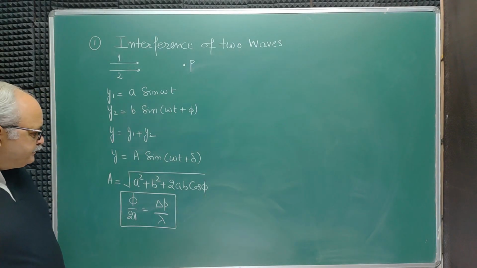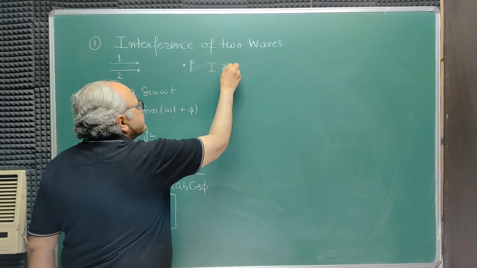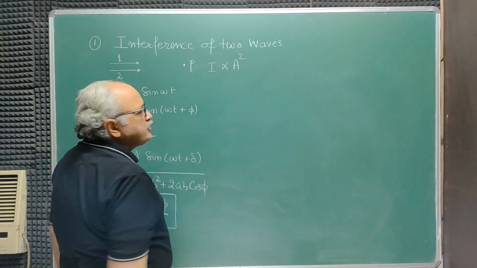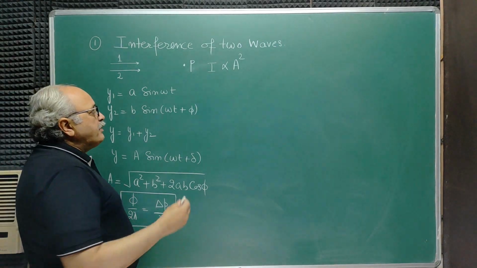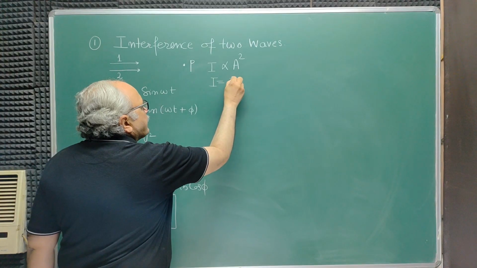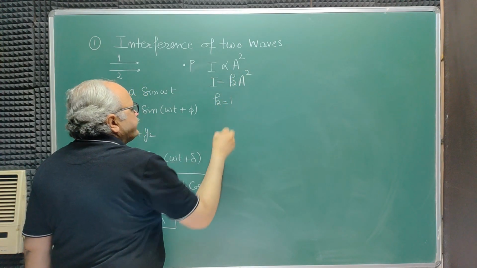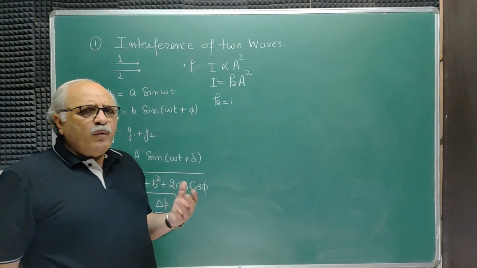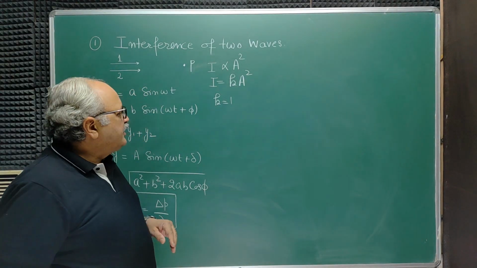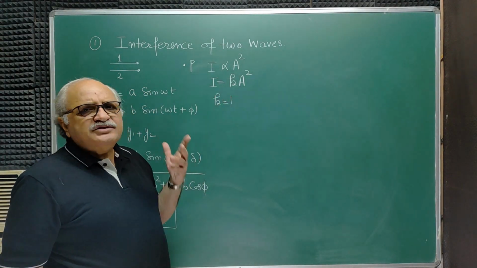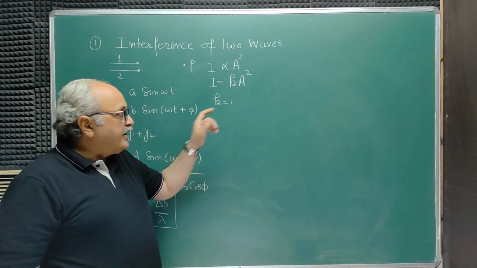The second relation is the relation for intensity, which is directly proportional to the square of the amplitude. For most of the simple purposes, the constant of proportionality, say k, is taken as 1. It may not be 1, but since we are most of the time comparing the maximum and minimum intensity, when you divide the two, this k becomes irrelevant. So for ease, we are taking it as 1. It may not be, right?